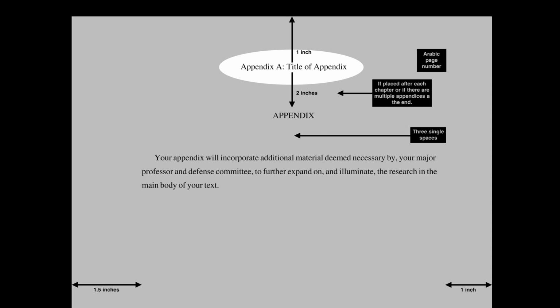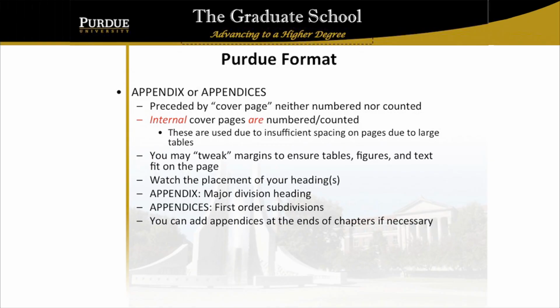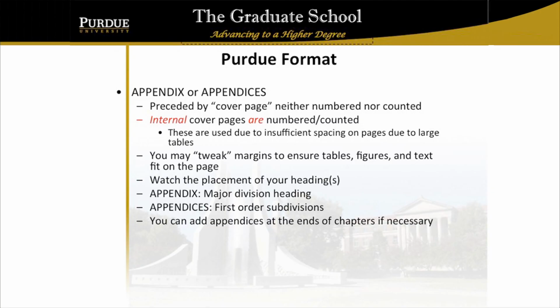Now, the thing to keep in mind is that the only time you'll have an Appendix A is if you have more than one appendix. In other words, if you have an Appendix A, you need to have an Appendix B as well. So A, B, C, D. Please do not use numbering. Don't use 1, 2, 3, 4. Use alphabetical, A, B, C, D.